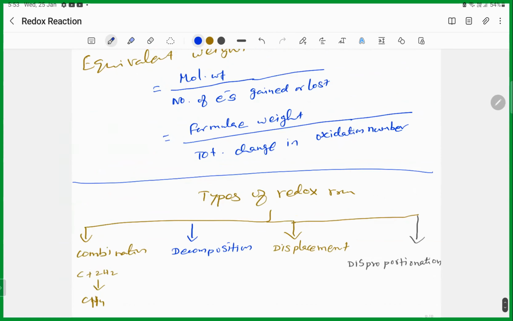And then we are going to see the decomposition reaction. These are the reactions in which a molecule or a compound breaks down. So here in combination, the atoms combine together to form a third molecule, and here in decomposition, it breaks down to form two or more molecules. So these are the reverse of combination reaction.